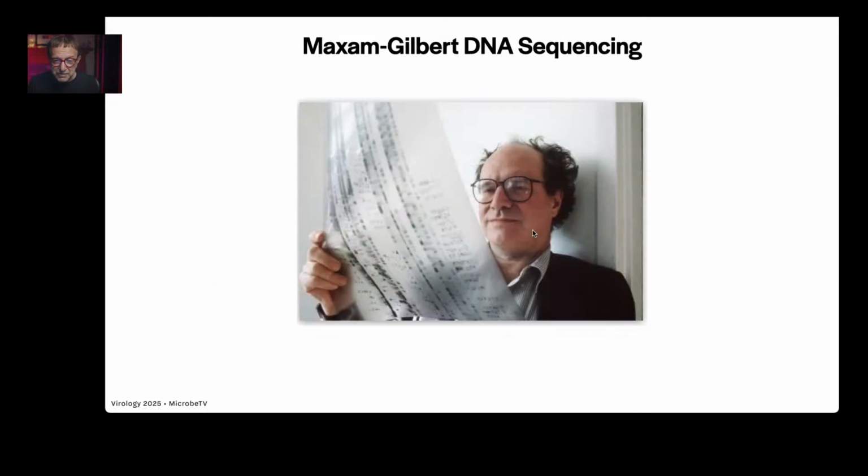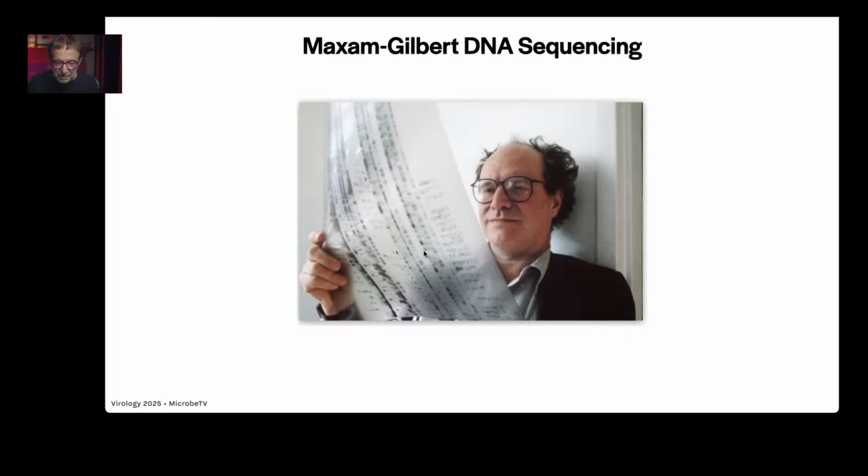And this is the gel. This is Wally Gilbert. So he got a Nobel Prize for developing this method with Allan Maxam. And you would run really big gels with lots of samples, and you would lay an X-ray film on it, expose it for a while, and then develop it. And you could see all the bands.